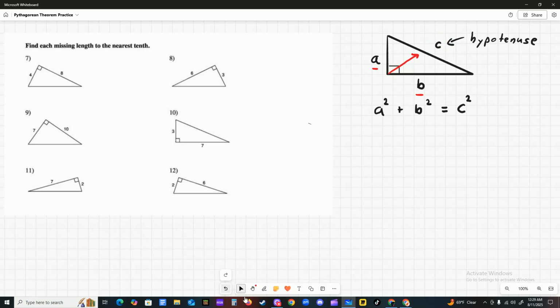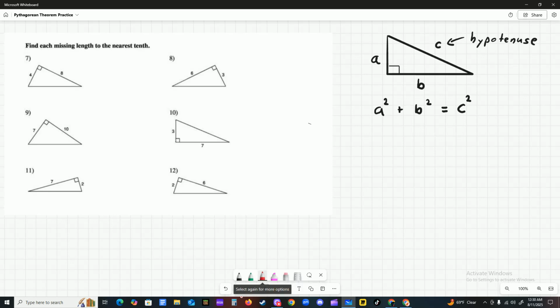Okay? So just keep that in mind, because it has to be the specific combination. You cannot say a squared plus c squared equals b squared. This does not work. If you're going to square the legs and add them, the sum has to be equal to the hypotenuse. You cannot mix and match the numbers any way you want. c always has to be the hypotenuse. Always. So just keep that in mind.